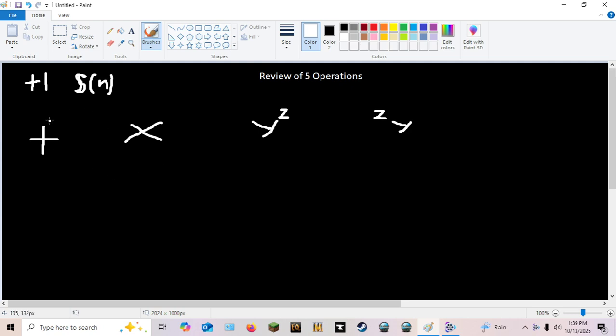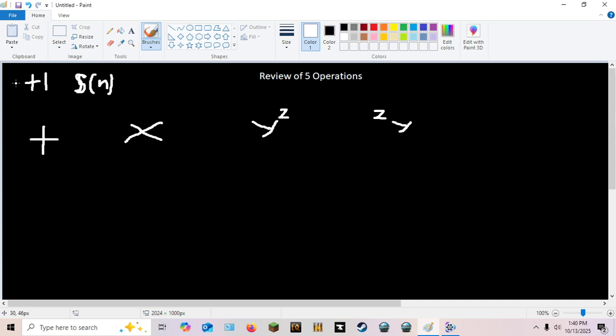Hello guys, today we're gonna take a review of 5 operations. This is called succession. This is called succession with the Peano arithmetic. And then this is addition. This is multiplication. That is exponentiation, and then that is tetration. So what we're gonna do today is take a review of 5 operations. You already know that, so let's get into it.